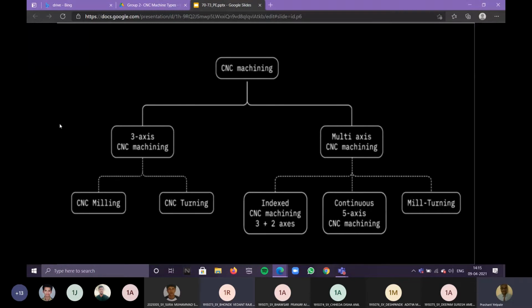Here is the flowchart given. The CNC machine can be divided into two parts: three-axis CNC machining and multi-axis CNC machining. In three-axis CNC machining, we have CNC milling and CNC turning. CNC milling can again be divided into two parts, that is vertical and horizontal. In multi-axis CNC machining, we have indexed CNC machining, continuous 5-axis CNC machining, and mill turning.